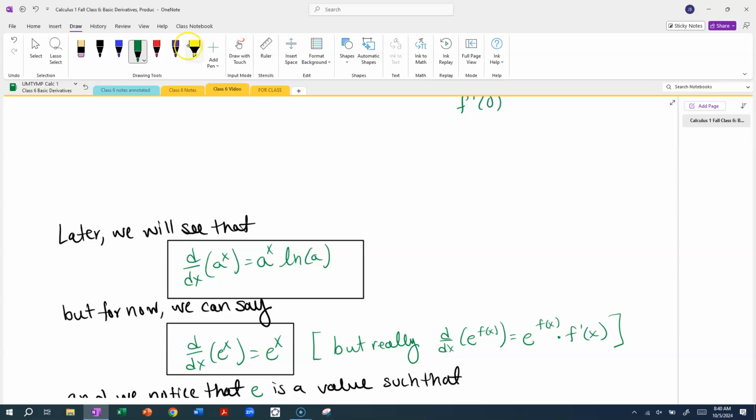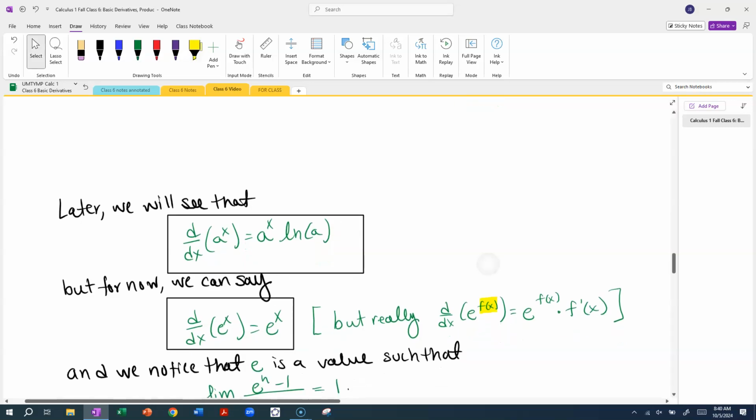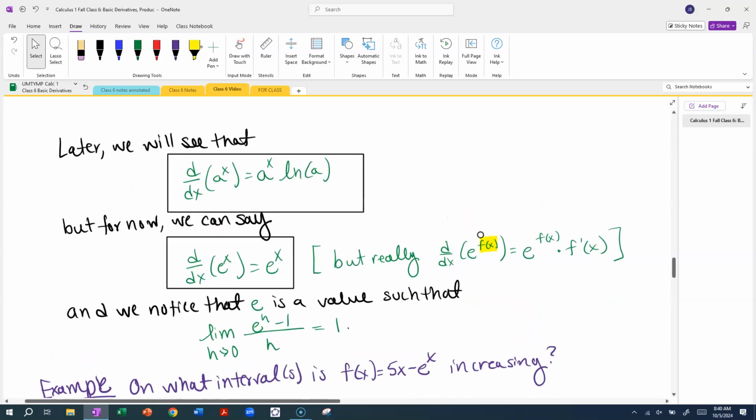But later on, I can't stress this enough, if you have something that isn't x in the exponent, so if you have a function of x in there, what we end up saying is the derivative of e to a function of x is e to the function of x times the derivative of that function. That's called the chain rule, and we'll see it more in upcoming classes. But I digress.